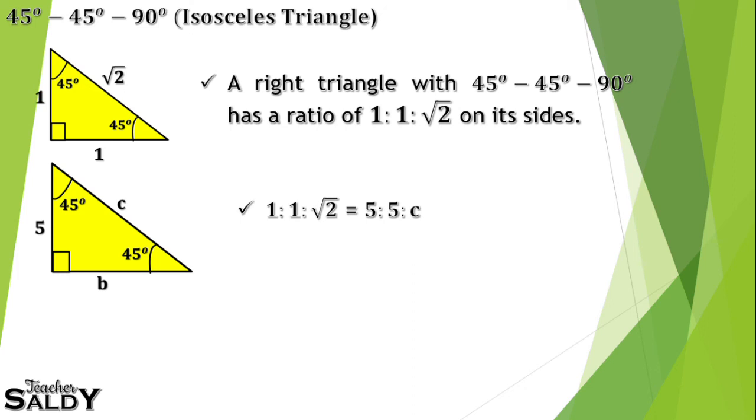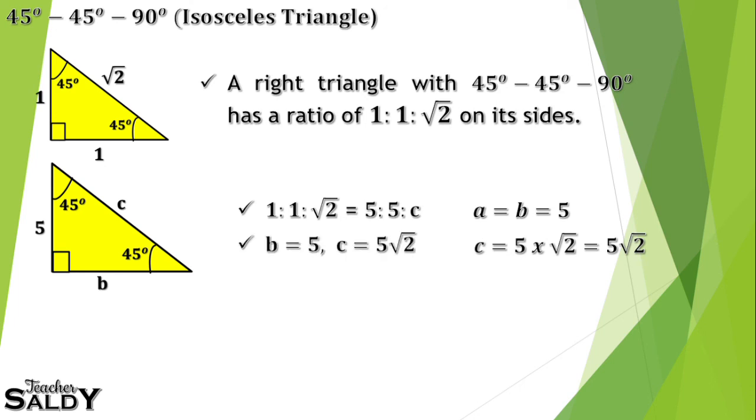So, when the height or the base is 5 or given, you can get 1 is to 1 is to square root of 2, which is equal to 5 is to 5 is to C. So since A is equal to B, that's equals to 5. And C is equal to 5 times square root of 2, that's 5 square root of 2. So we get B is 5, and then C is equal to 5 square root of 2.